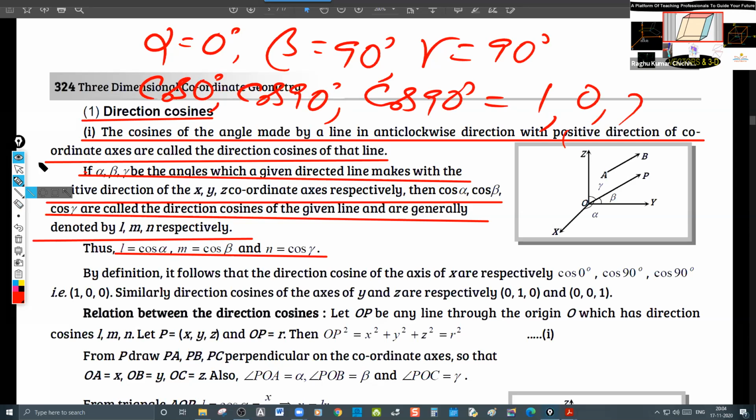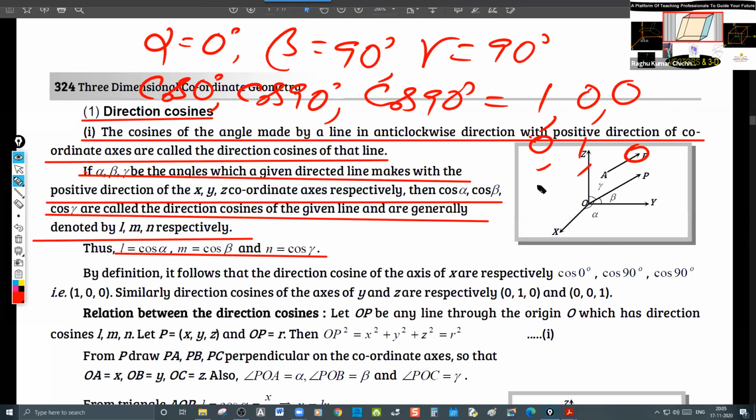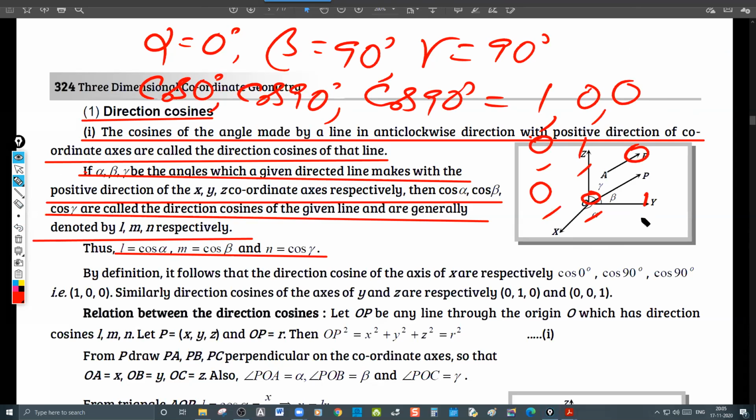So now, tell me please, what are the DCs of the x-axis? 1, 0, 0. What are the DCs of the y-axis, please? 0, 1, 0, sir. That's right. What are the DCs of the z-axis? 0, 0, 1. That's it.